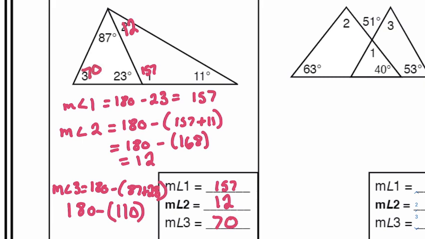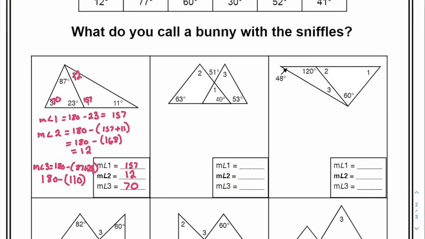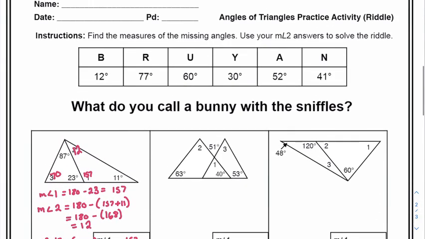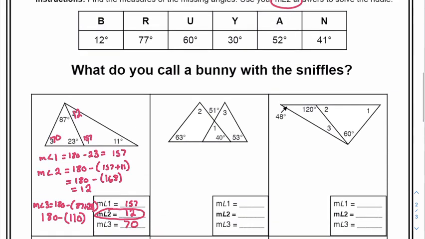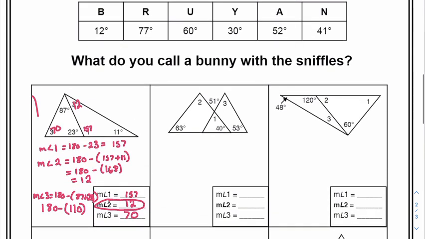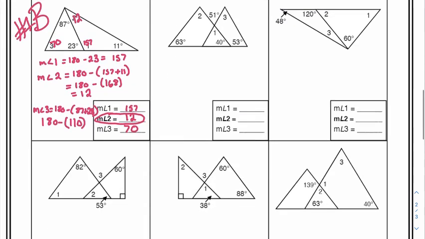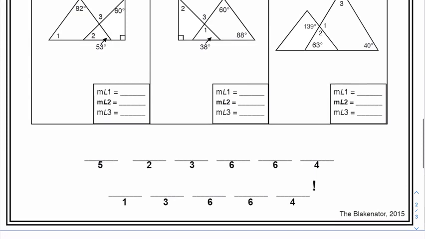So we've now found all 3 of those angles. Now the instructions tell us to focus on angle 2 for our riddle. So angle 2 is 12, which means that is the letter B. So I'm going to write a B here next to number 1, and then down here in your code, all of the ones are going to have a letter B.